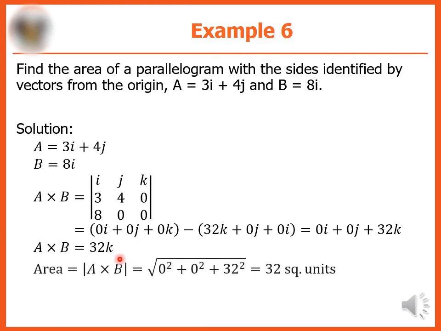So in getting the area, it's equal to the magnitude of the cross product. So we now have the square root of 0 squared plus 0 squared plus 32 squared, that's equal to 32 square units.